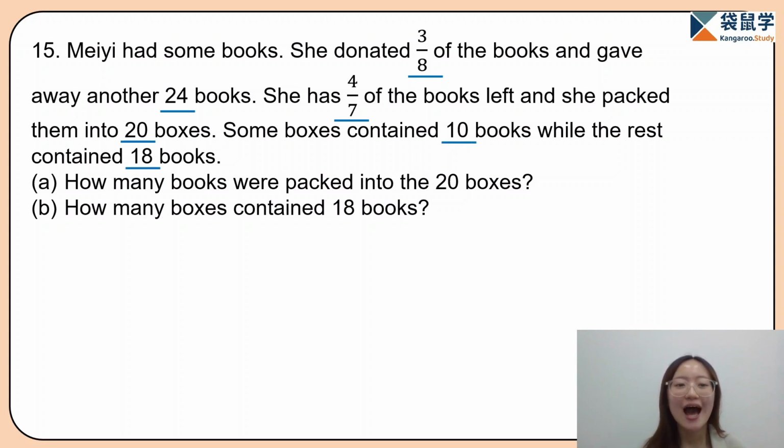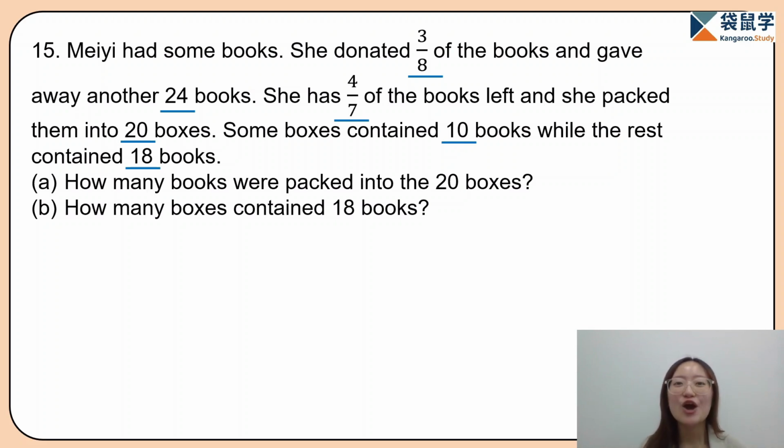Part A asks, how many books were packed into the 20 boxes? And Part B asks, how many boxes contained 18 books? So let's break this question down and solve it together, starting with Part A.